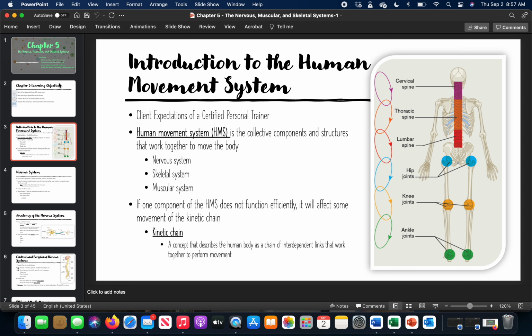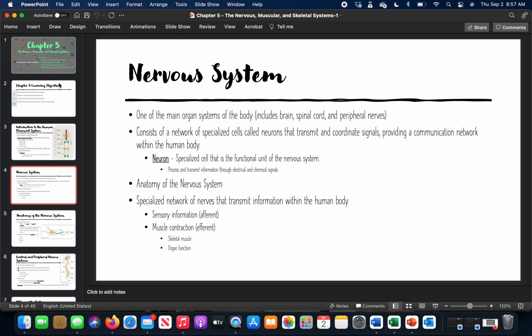Basically, the human movement system is all about efficient movement of everything working together. But if that kinetic chain is broken down, then we're going to have to find a way to correct those imbalances and asymmetries so that we can get you to be functioning correctly.